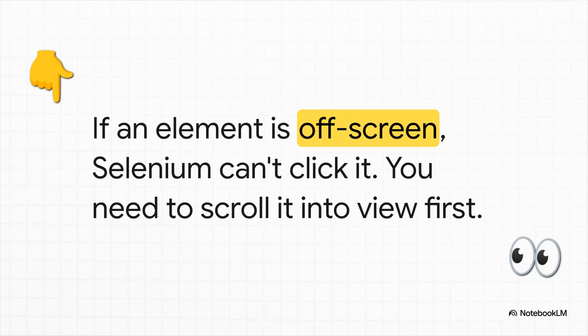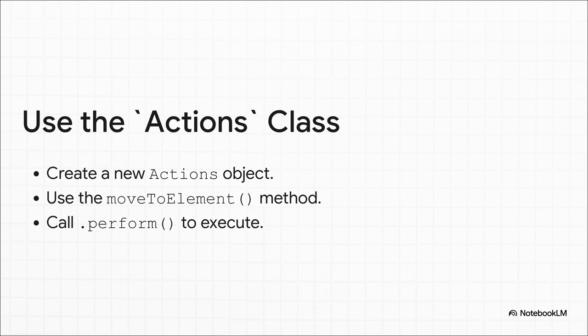So what's the fix? Simple. We have to tell our script to scroll down first. And the tool for that job is something called the Actions class in Selenium. It's for handling more complex user interactions. The process is pretty easy. You create a new Actions object, you tell it to move to element, pointing it at your hidden checkbox, and then you call .perform to make it actually happen. That little chain of commands tells the browser to scroll just enough to bring your element into view so it can be clicked.